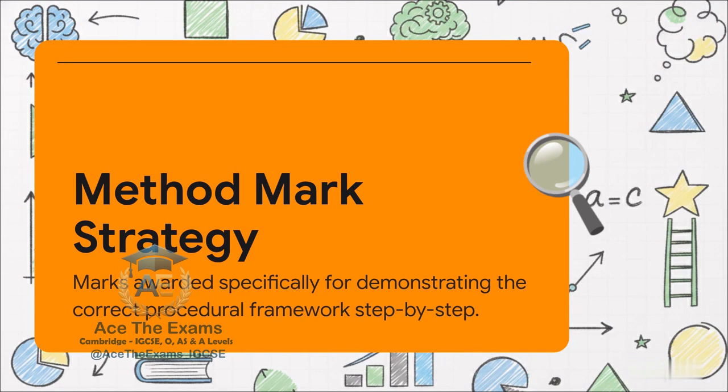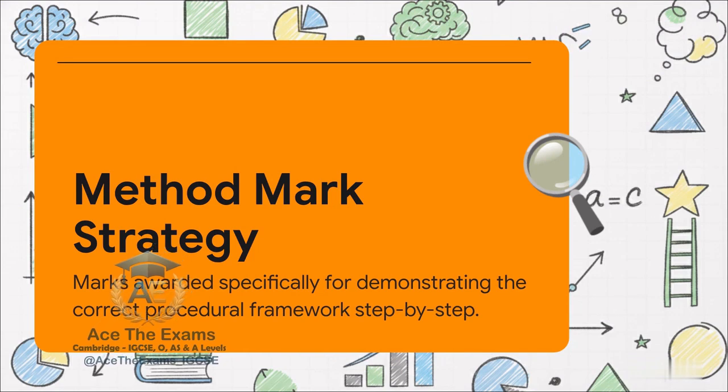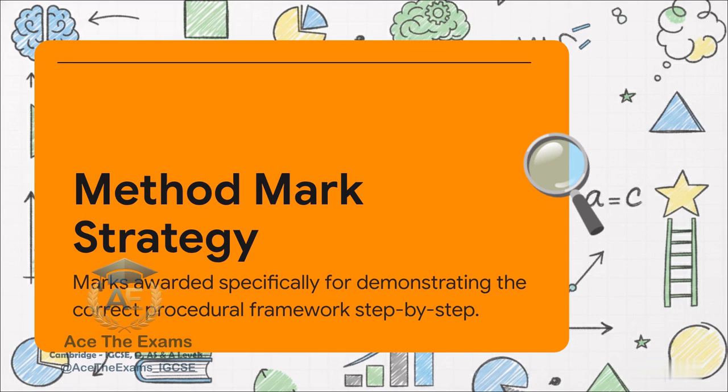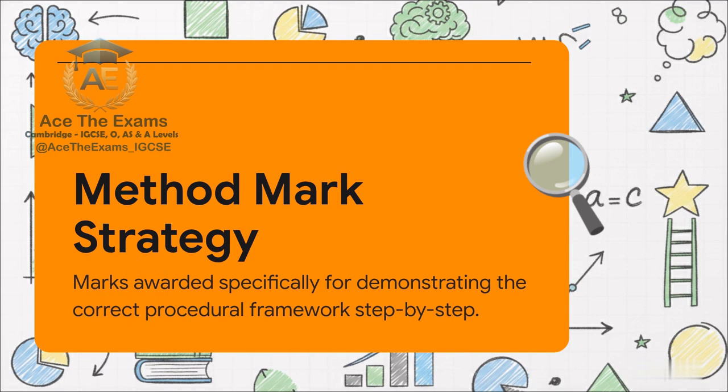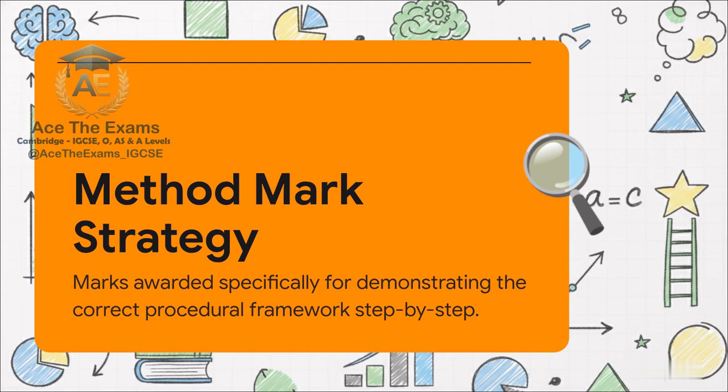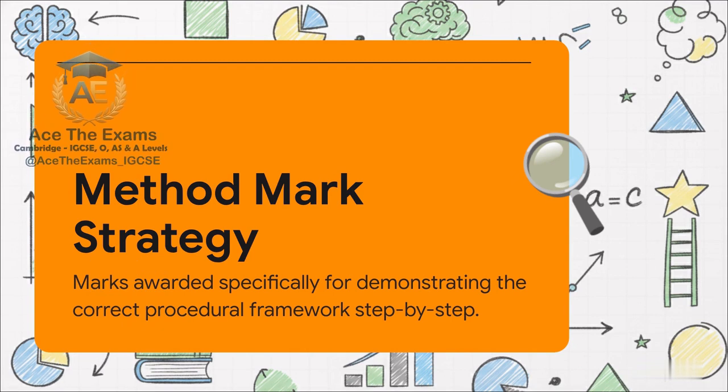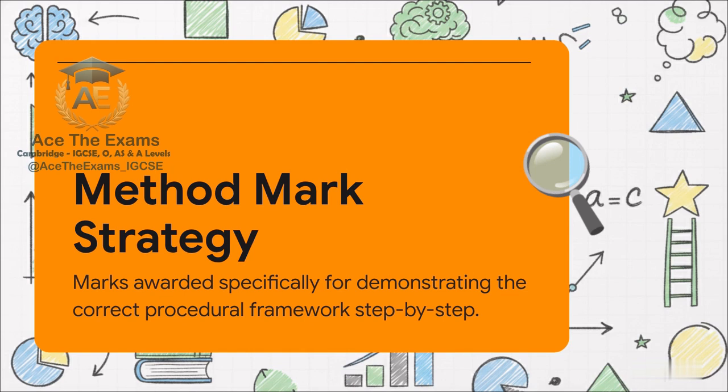This is a total game changer. The method mark strategy is a grading principle where marks are awarded specifically for demonstrating the correct procedural framework, step by step. In the humanities, you might use the PEEL framework: point, evidence, explanation, link. Well, top students apply a mathematical version of PEEL to their answers.